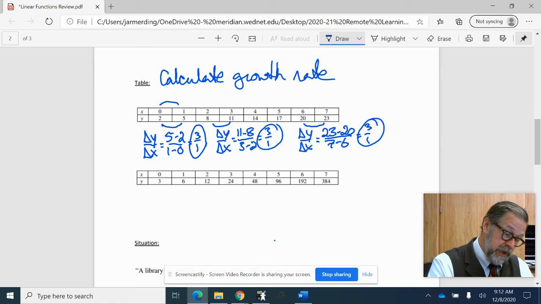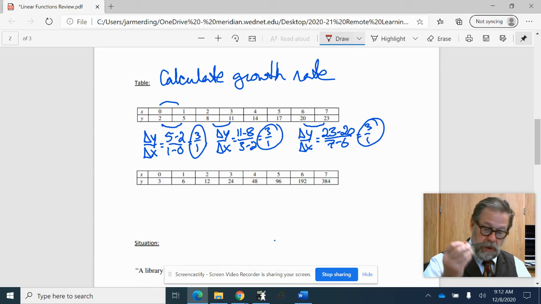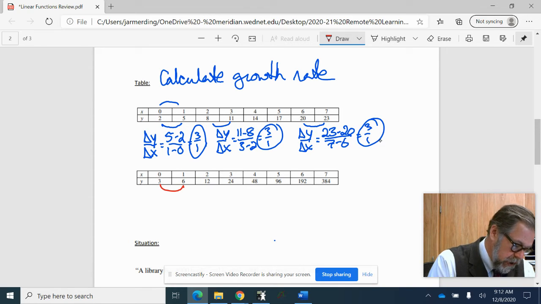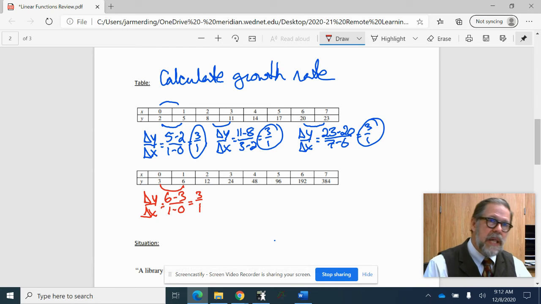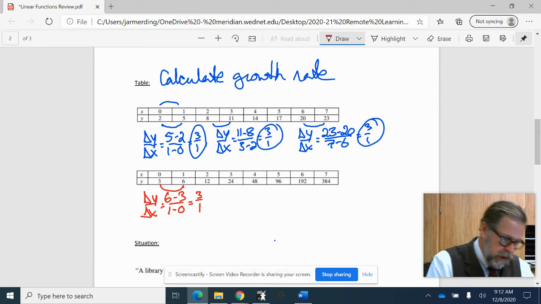Now, let's look at the second one, and I'll spoiler alert, I'm changing to red because this is not linear, but let's take a look. Change in y over change in x, 6 minus 3 over 1 minus 0 is 3 over 1. You can't tell, however, by just looking at 1 point, because if you just pick 2 points on a graph, you can always draw a line between them. I need to check some more.